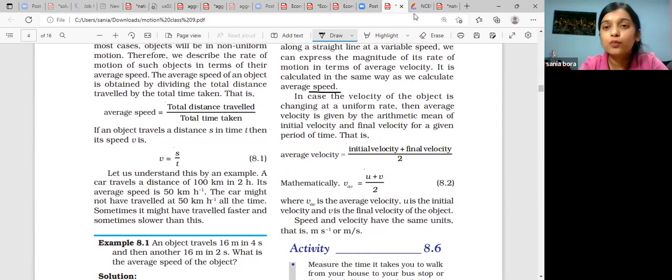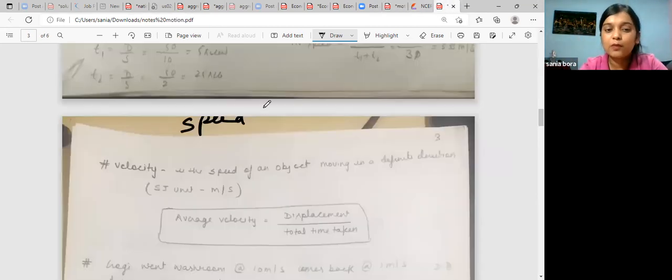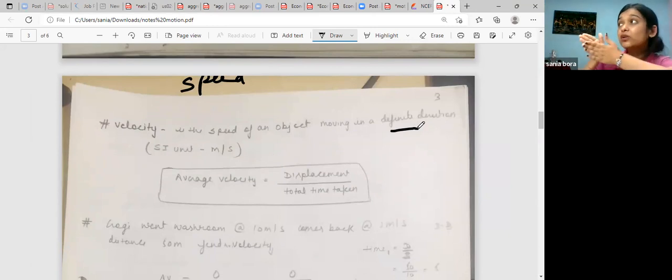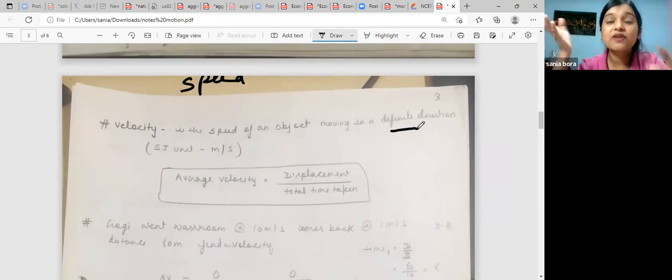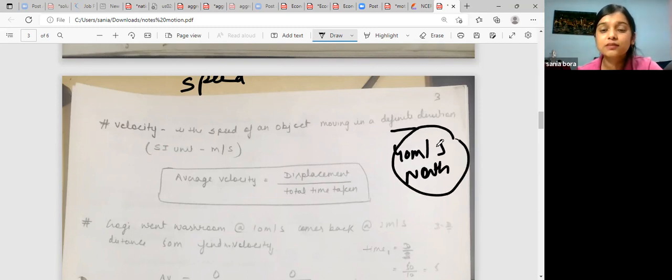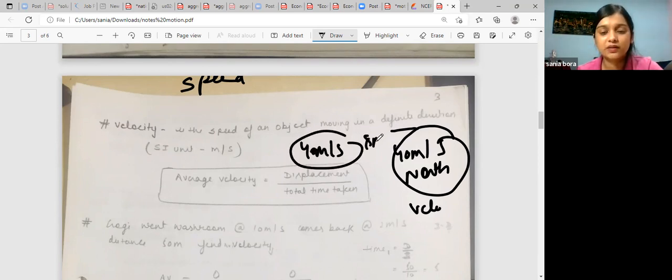Okay. So now, ma'am, what is velocity? Velocity is the speed of an object moving in a definite direction. So if you are moving in a particular direction, I will say it's velocity. Like if it is written 40 meter per second north, this is velocity. But if it is written only 40 meter per second, it is your speed. Got the difference?